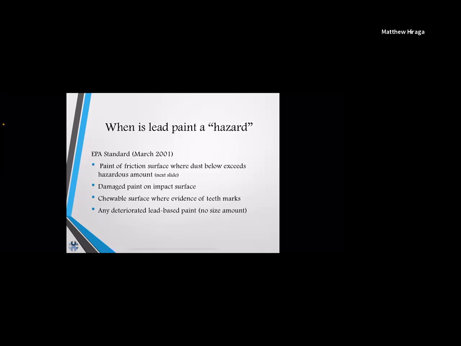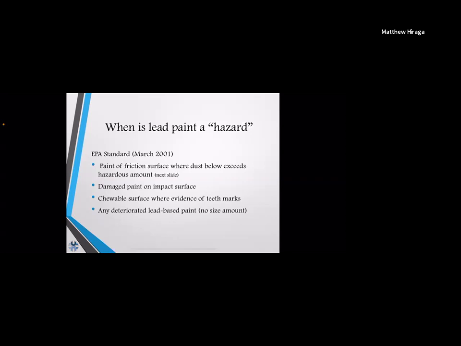Things like that. It says that paint on a friction surface where dust below exceeds a hazardous amount is dangerous, right? If you exceed any hazardous amount. Damaged paint on an impacted surface. If I smash into your fence because I was driving my car and it had lead-based paint, that's an impacted surface. If I'm hammering on a metal door because it was bent, but it had lead-based paint. Any chewable surface where there's evidence of teeth marks. Think about school, preschools, elementary. Remember that funny kid that used to chew on the desk? If it was painted in lead-based paint, that's a problem.